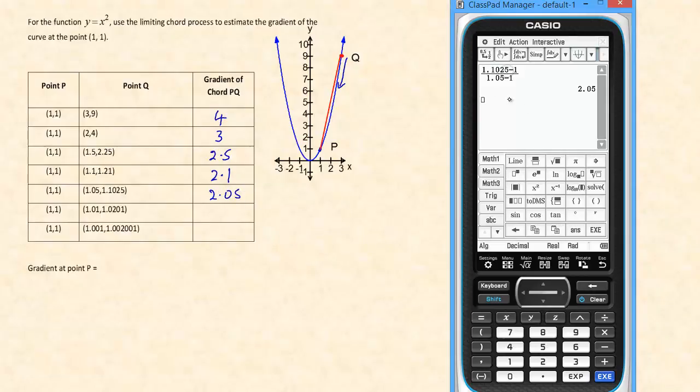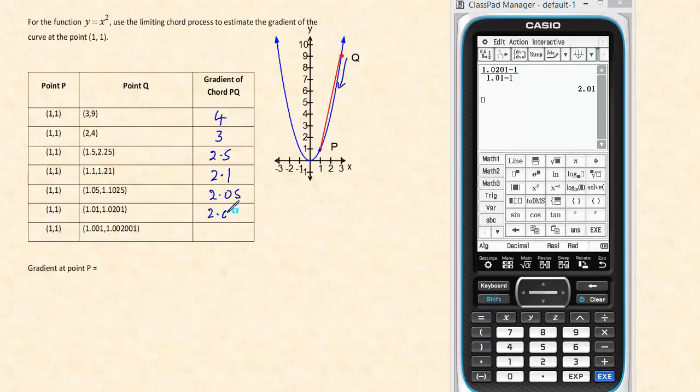Then we've got 1.0201 and 1.01. So that gives me 2.01.